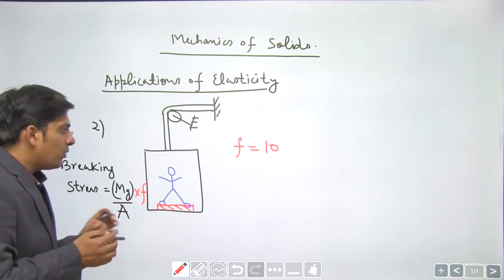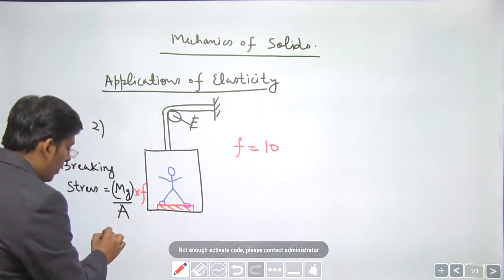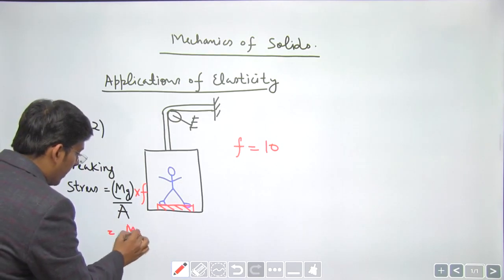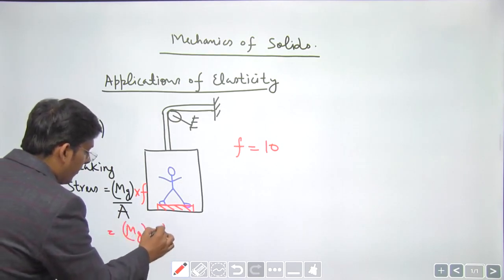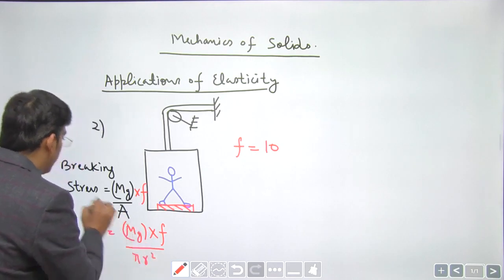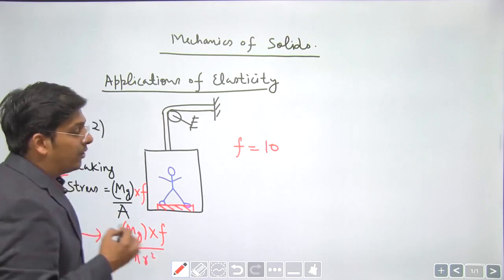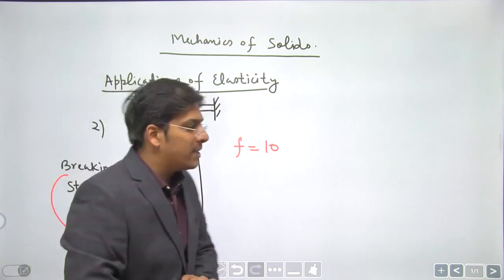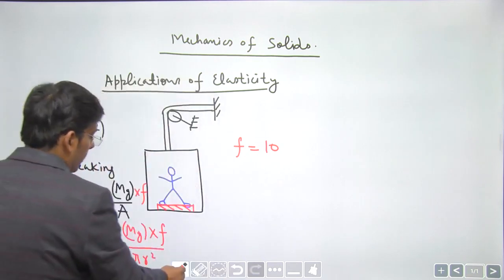So sometimes you are asked to calculate the radius of the rope. So the total weight into the factor of safety, which if not given is taken to be 10, divided by pi r square, is equal to the breaking stress of the rope, and it must be given in the question, right, dear students?